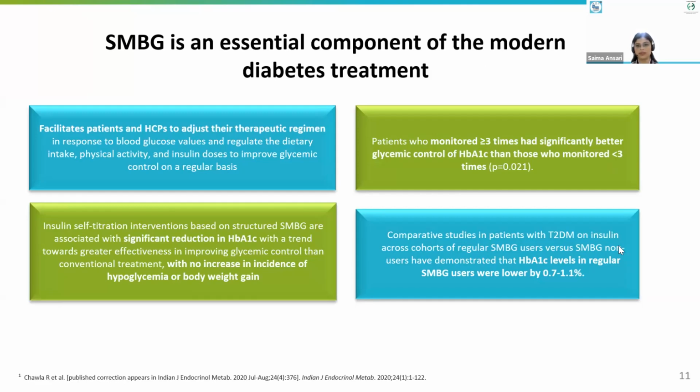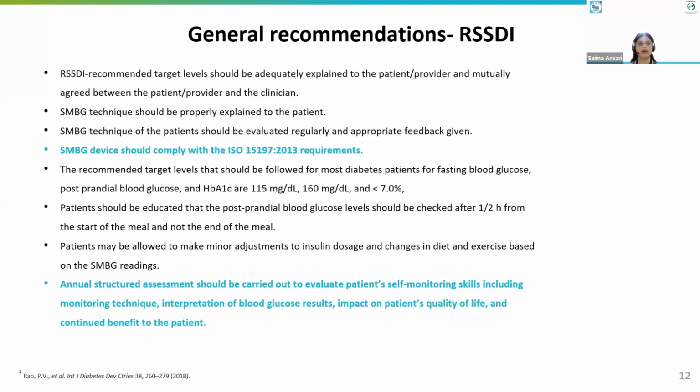And yes, there are some studies that were conducted in patients with type 2 diabetes on insulin across cohorts of regular SMBG users versus SMBG non-users, that have demonstrated that HbA1c levels in regular SMBG users were lower, by 0.7 to 1%.